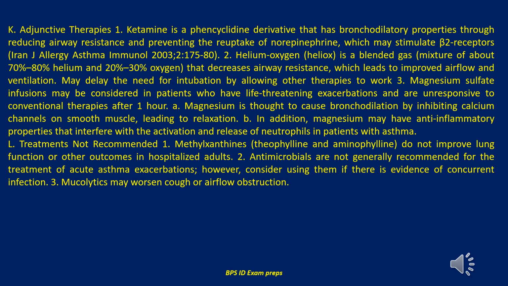We will now look at adjunctive therapies. 1. Ketamine is a phencyclidine derivative that has bronchodilatory properties through reducing airway resistance and preventing the reuptake of norepinephrine, which may stimulate beta-2 receptors, published in the Iranian Journal of Allergy, Asthma and Immunology in 2003.